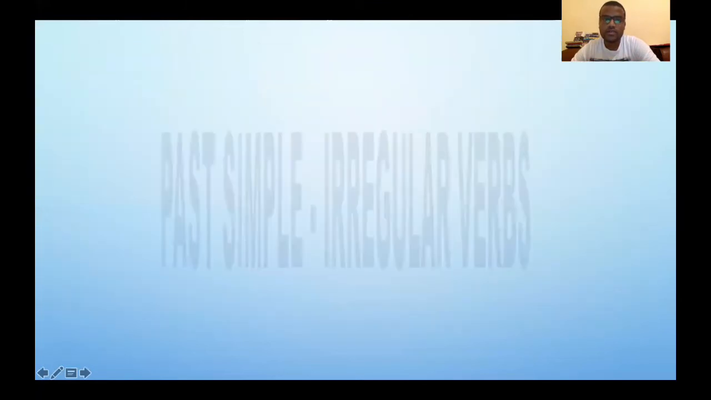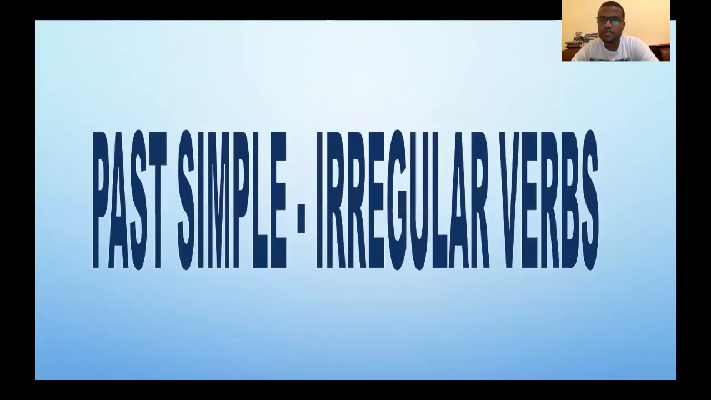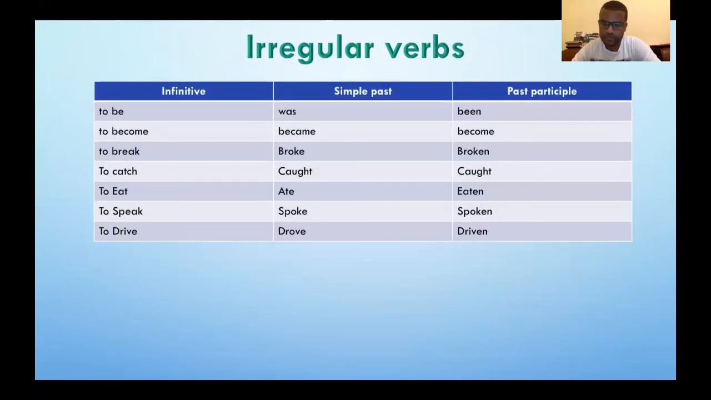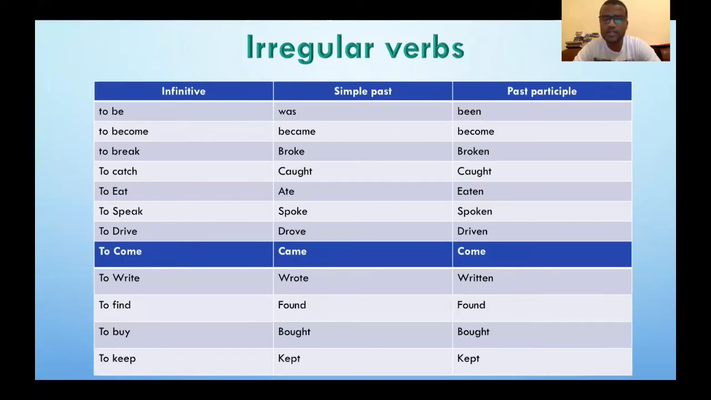Good. So then we have here simple past with irregular verbs. I made here just some examples of some irregular verbs. Like we have the verb to be in infinitive. The simple past of verb be is was or were, and the past participle been. To become, became, become. To break, broke, broken. To catch, caught, caught. To eat, ate, eaten. Speak, spoke, spoken. Drive, drove, driven.